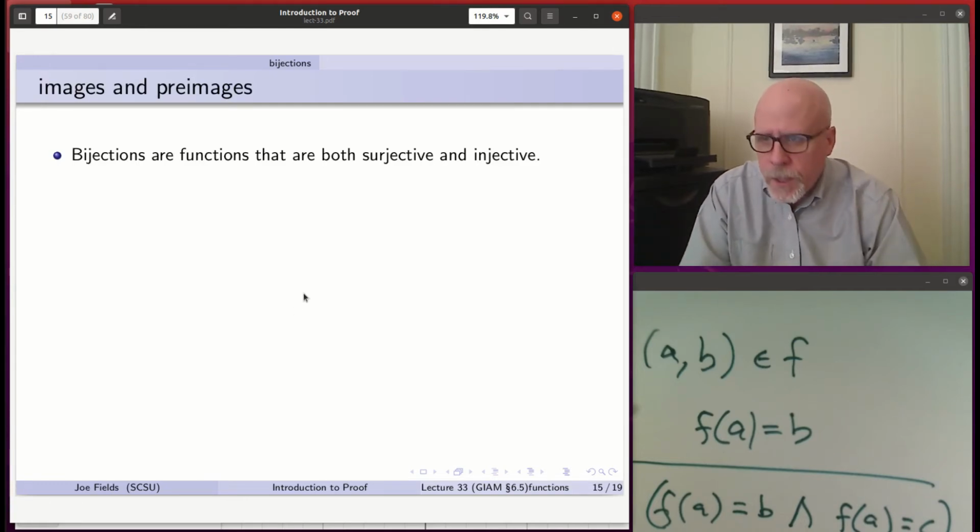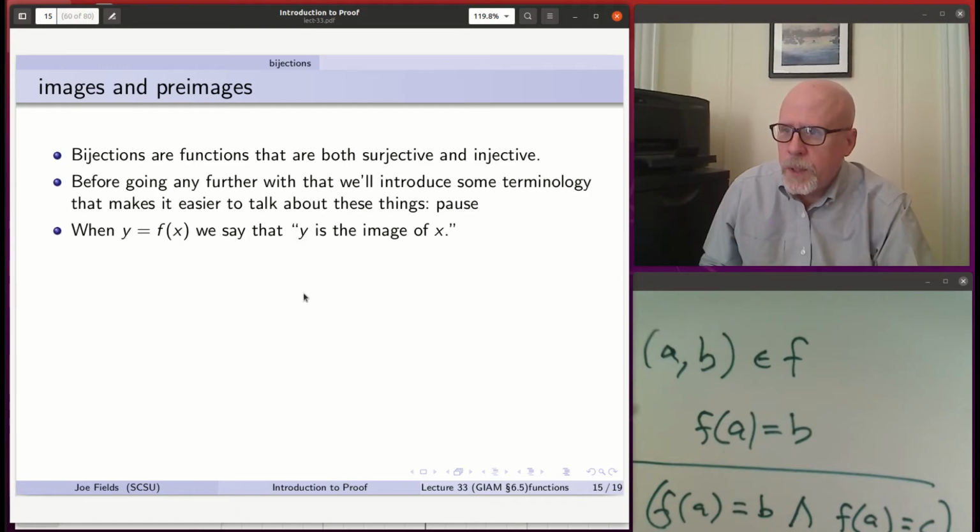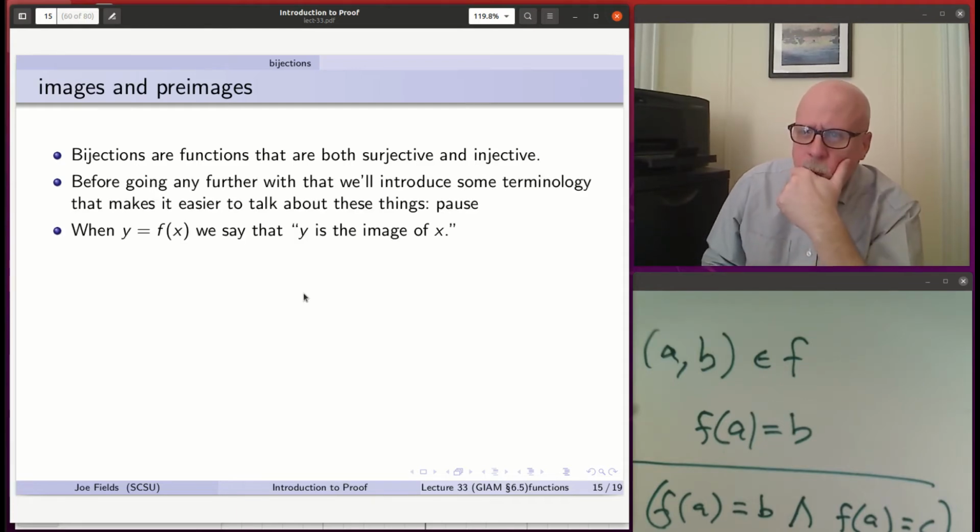Basically, bijections are functions that have both of these properties, which is really why we define these two properties. You're surjective and injective. Great, you're a bijection. I want to introduce some terminology that makes this stuff easier to talk about.